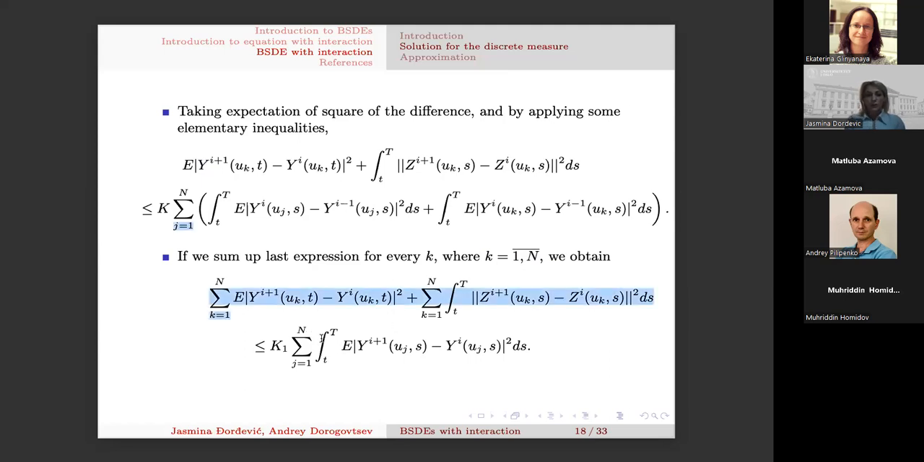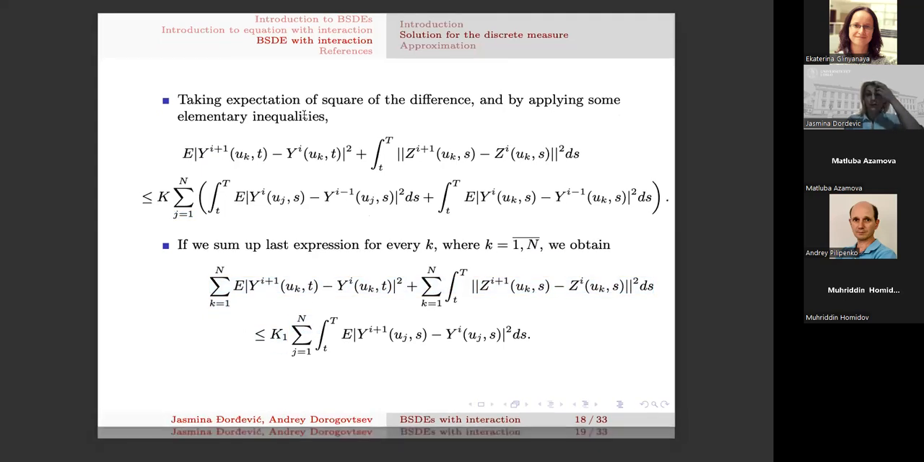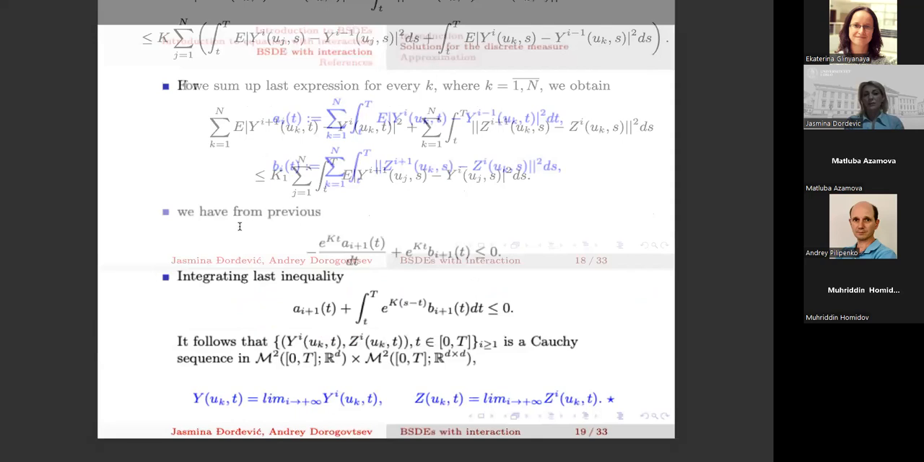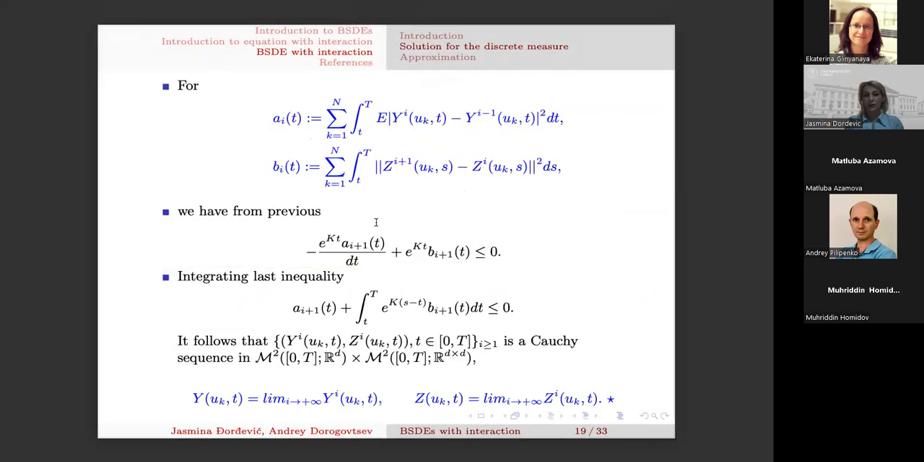From this we can directly conclude, if we denote by A_i and B_i, similarly as before, that the differential equation has a simpler form. And if we integrate it, it follows directly that A goes to 0, which is actually the convergence of our state sequence, as we could say. In the same way, because we had both sums on the left side of the inequality, we can conclude that this control sequence converges. So actually we prove the existence of the solution for BSDE with interaction with a discrete measure.